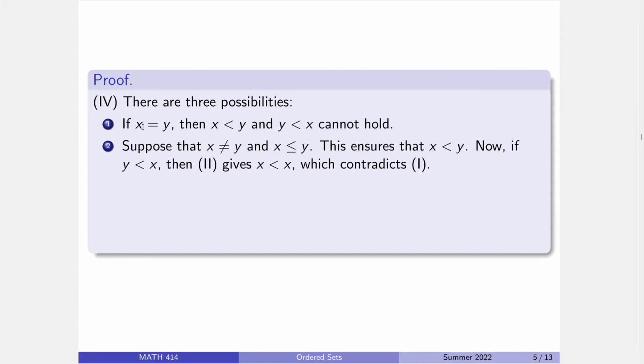All right, so if x is equal to y, then these 2 can't hold. If this happens, then I have this strict inequality, and I don't have equality, and I don't have the other strict inequality.